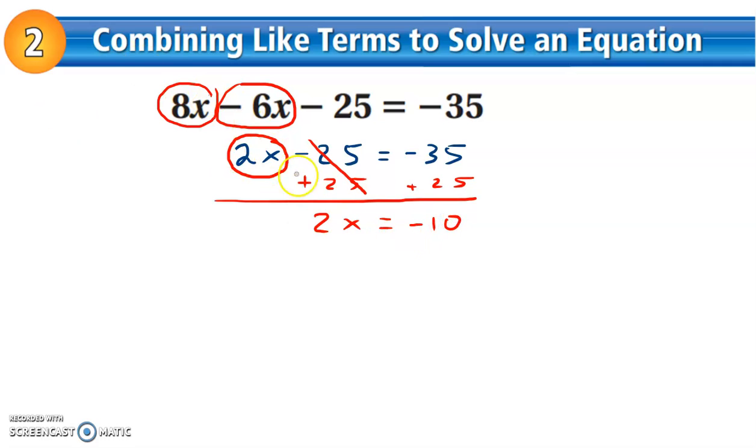And then in the final step, multiply or divide. This is a multiplication, 2 times x, so divide by 2 on each side. Cancel out the 2, x is equal to -5.